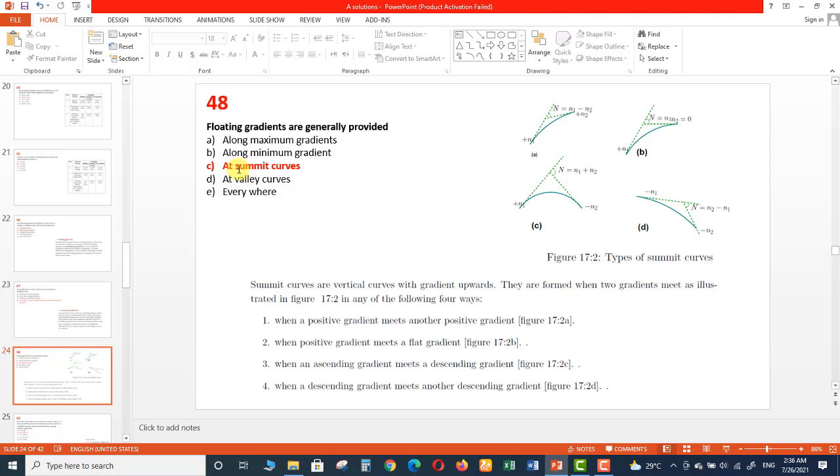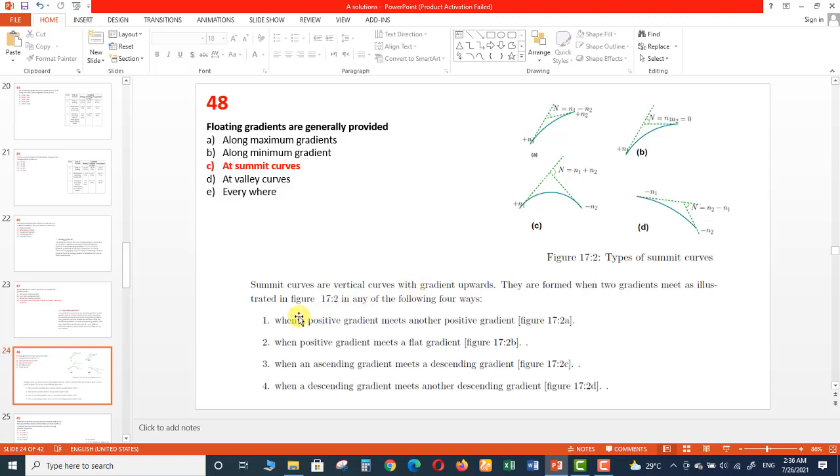So let's see what a summit curve actually is. Summit curves are vertical curves with gradient upward, right? Whenever the gradient of the road is upward, that kind of vertical curve is called a summit curve. And these summit curves form whenever two gradients meet. So there are four different cases in which summit curves can be formed.